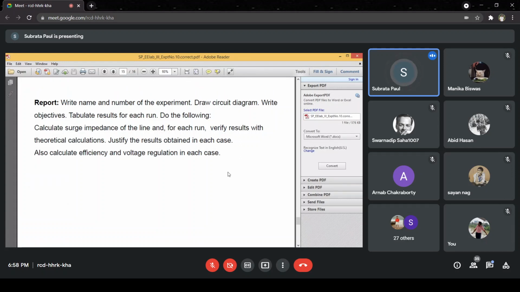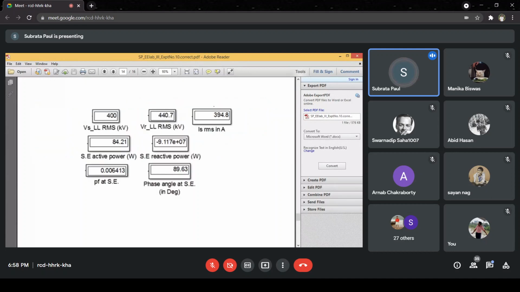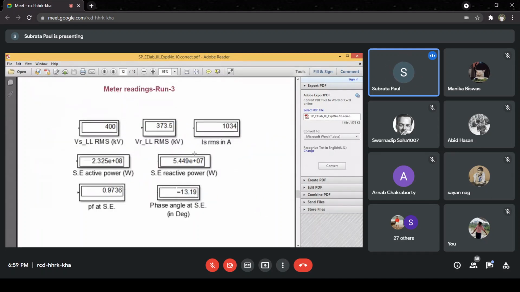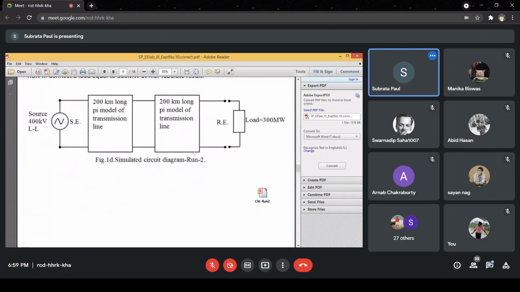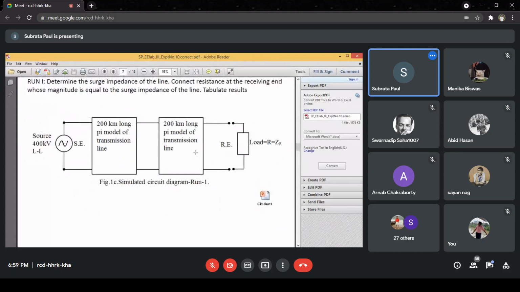Now I am closing this. Okay, the experiment sheet I am closing. Or do you have any question you want to ask me? Do you have any query? Any confusion? You can ask me.